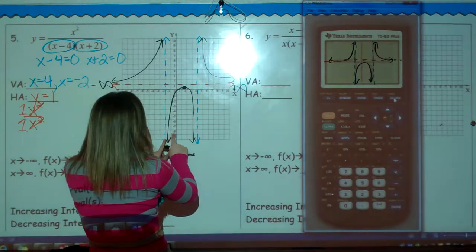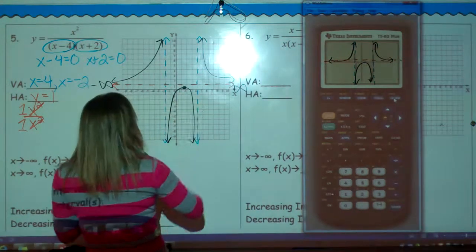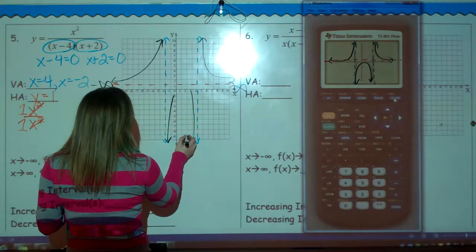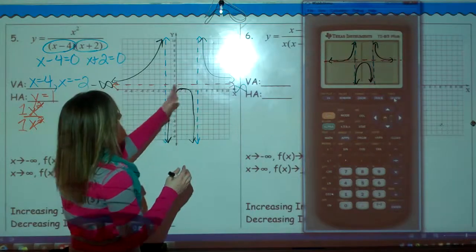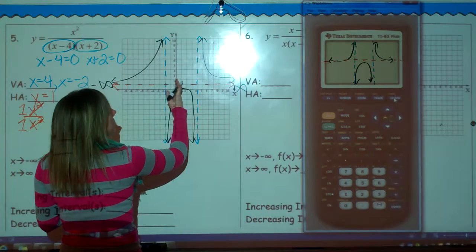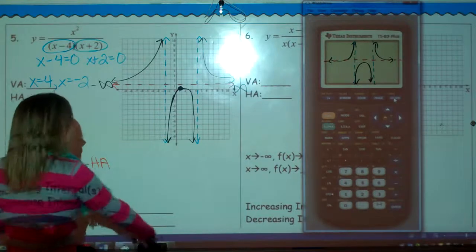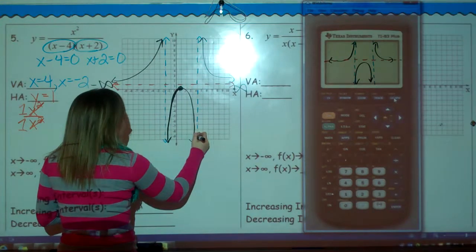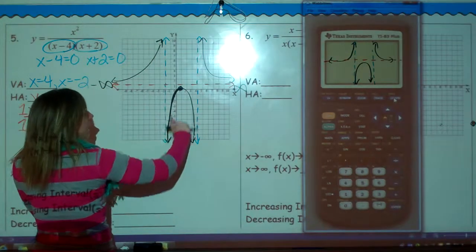Let's see, 1, 2, 3, 4, 5. It's probably at 1, because that's the center of those. So the turning point is probably around here. That's the center, 3 to the left and 3 to the right. So I would bet that that's our turning point. I'll go through and make sure to show you exactly why when we talk about it more in class. So this is increasing and that's increasing.